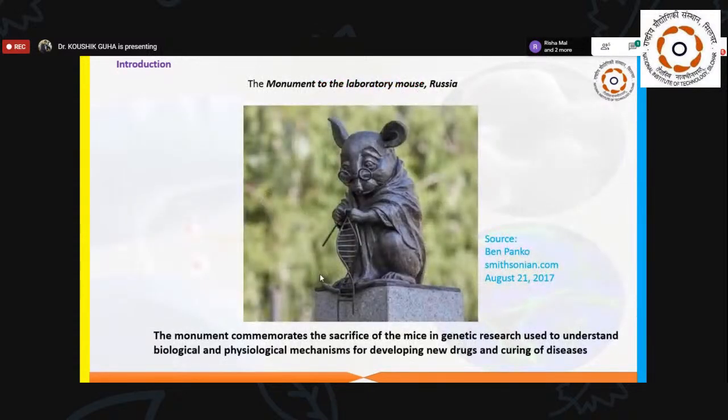In the picture you can see the monument to the laboratory mouse, in Russia. This commemorates the sacrifice of the mice in genetic research used to understand biological and physiological mechanisms for developing new drugs and curing diseases. Because animals have to sacrifice their lives when this kind of drug testing is done, this monument is still there in Russia to commemorate the animal sacrifice.